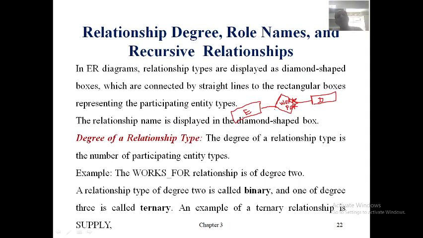Now, the degree of a relationship type. Works for is a relationship type. What is the degree of that relationship type? The degree of a relationship type is the number of participating entity types. How many entity types are participating in this relationship type?